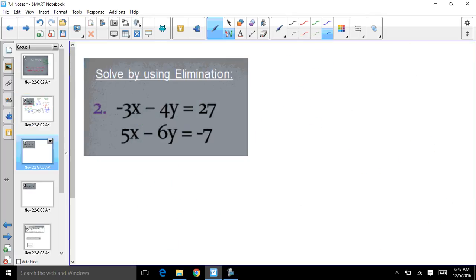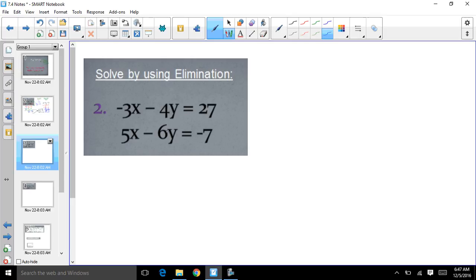Here I've got negative 3x minus 4y equals 27, and 5x minus 6y equals negative 7. I need to decide what I want to do. Do I want to make the y terms the same, or do I want to make the x terms the same? I get to choose, and actually, there's not any reason why I couldn't do either one. I think that I would go with the y terms. They'll end up being slightly smaller, I think.